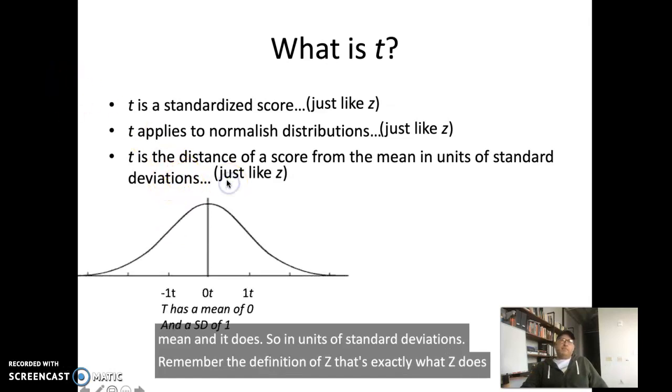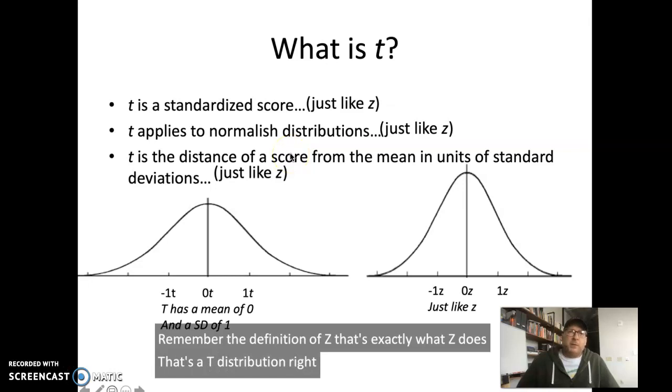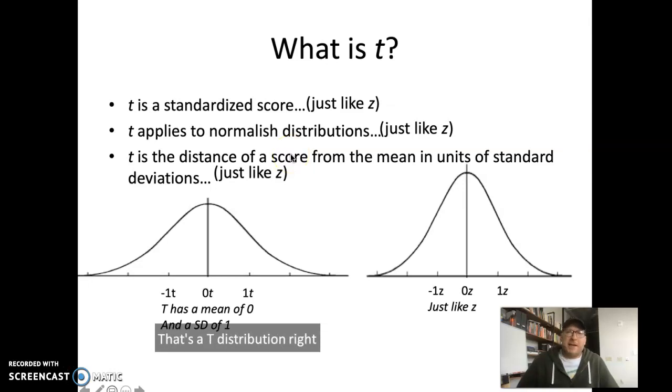Let's see. That's a t-distribution right there. The t-distribution has a mean of 0 and a standard deviation of 1, just like z. So as I said, the slide should have been called just like z. But I wanted to point out the similarities because we really use it in the exact same way that we use z. So the question is, well, why then don't we just use z?